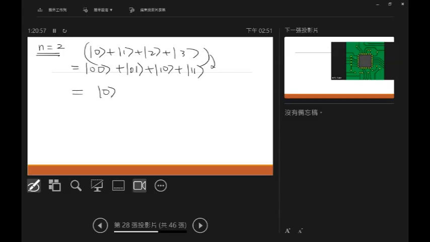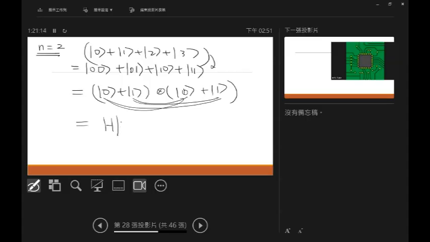Now I can write this as (|0> plus |1>) tensor (|0> plus |1>). Obvious, right? 00, 01, 10, 11. And this is the Hadamard gate acting on 0, right? You remember that the Hadamard gate acting on 0 will give you the plus state. This is the plus state. If you take 1 over square root of 2 for each, then you become this. So this is H acting on 0, tensor H acting on 0. And this is plus plus.